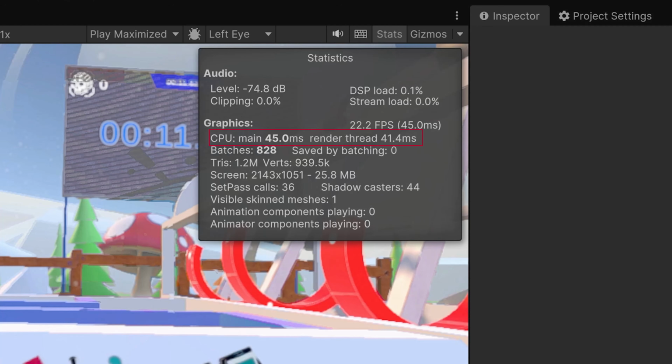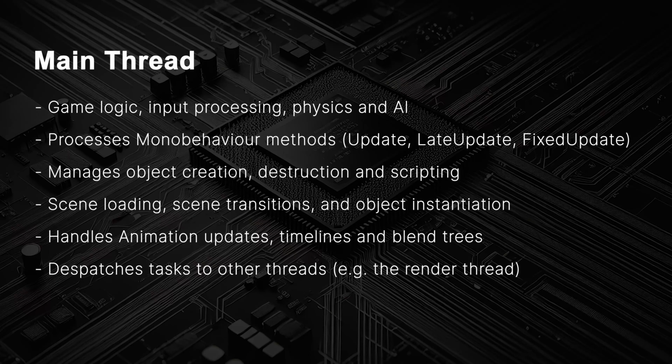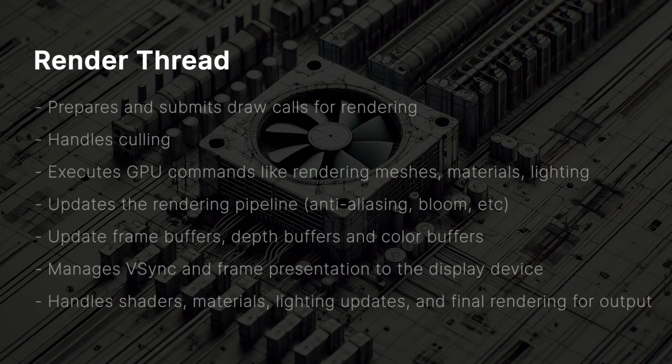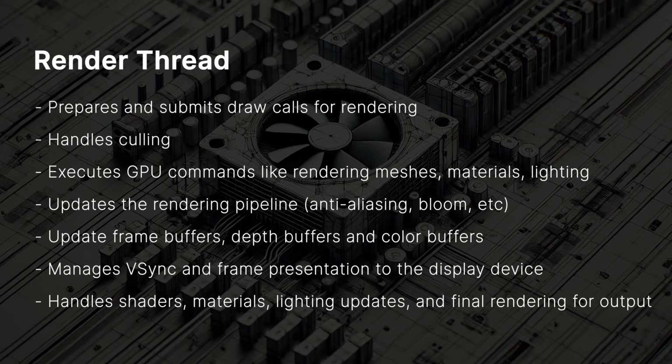The CPU main of 45 milliseconds, this number represents the amount of time that the main thread of the CPU is taking to process each frame. The main thread handles game logic, physics, input, and other core tasks. A high main thread time can be caused by complex scripts or game logic, heavy physics calculations, expensive update functions, or inefficient object management. This is certainly over our time budget per frame. The render thread at 41.4 milliseconds represents the amount of time the render thread takes to prepare the frame for rendering on the GPU. The render thread handles tasks like culling, batching, and preparing draw calls, and a high render thread time could be due to a high number of draw calls, complex or expensive shaders, heavy use of real-time lighting and shadows, inefficient batching, or overdraw.